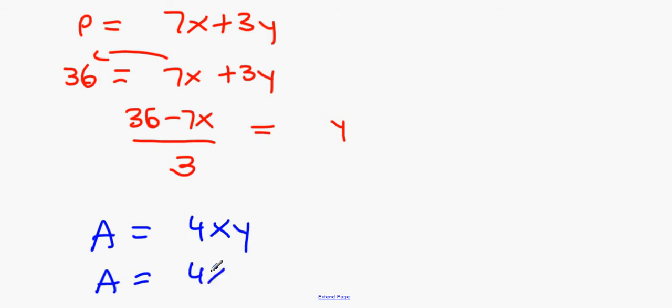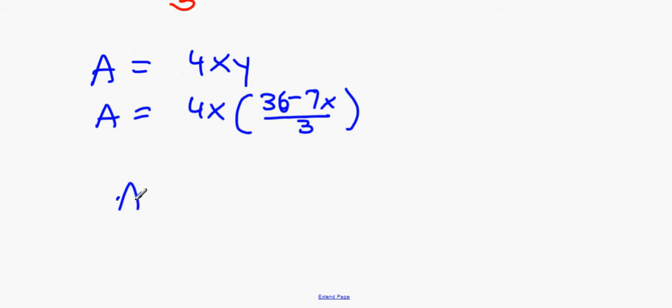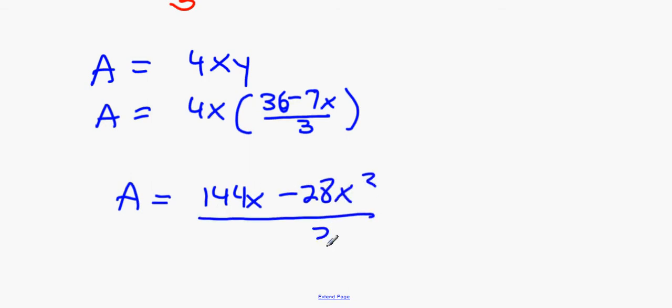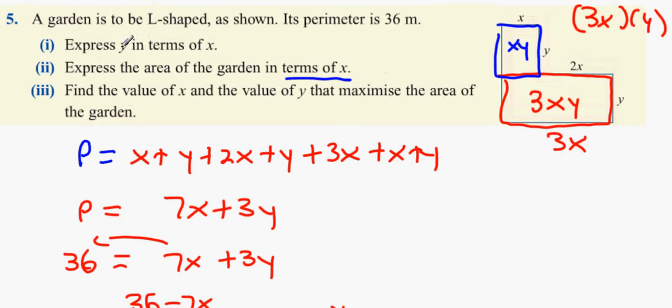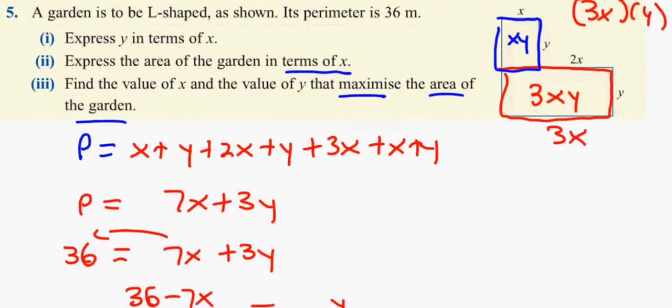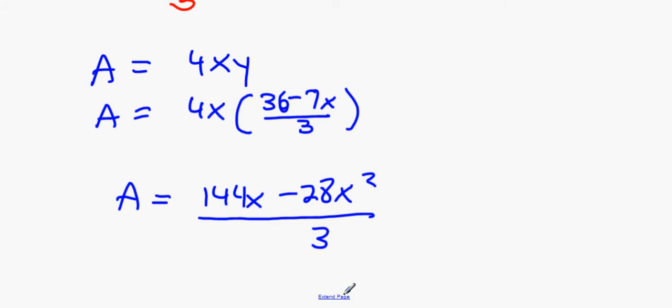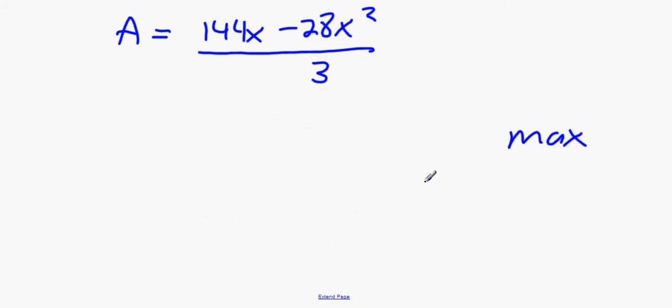So we're going to get 4x multiplied by (36 minus 7x) all over 3. And what we should get here is A equals 4 times 36 is 144x minus 28x squared, all over 3. Now, it says find the value of x and the value of y to maximize the area of the garden. So to maximize the area of this garden, we've got to find its turning point. Remember, max means turning point.